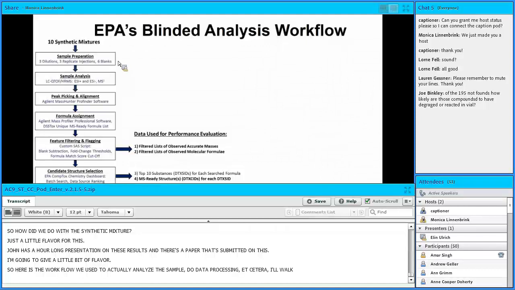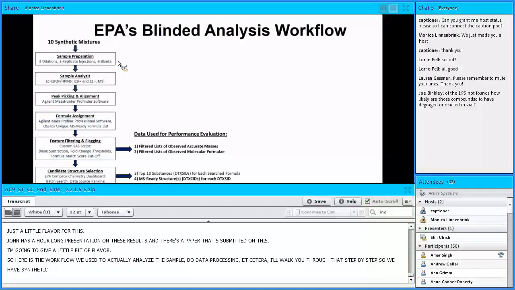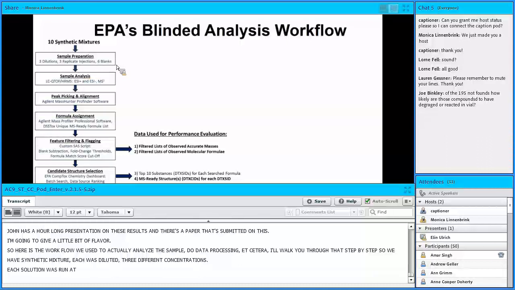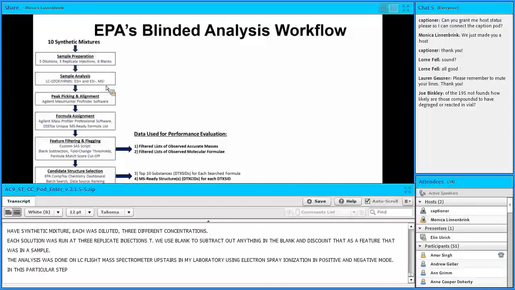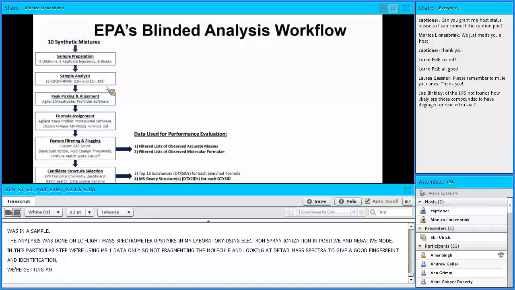So we've got 10 synthetic mixtures. Each mixture was diluted at 3 different concentrations, and each dilution was run at 3 replicate injections. We also used blanks so that we can try and subtract out anything that was in the blank and discount that as a feature that was in a sample. The analysis was done on an LC quadrupole time-of-flight mass spectrometer that's upstairs in my laboratory, using electrospray ionization in positive and negative mode. In this particular step, we're looking at MS1 data only. So we're not fragmenting the molecule and trying to look at very detailed mass spectra that would give us a good fingerprint and identification. We're getting an accurate mass for the intact molecule, which can help us back out to the chemical of interest.